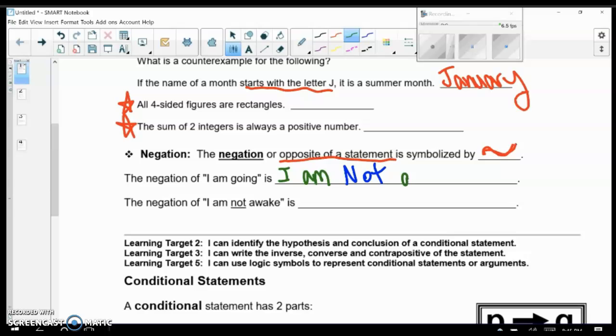So the negation of I am going, I am not going. So that's pretty easy enough. Now, where some people get tripped up is that if your sentence is already a negative, then the negation of that would be to take out the negative. So you would say, I am going, or I am awake in this case. Okay, cool.